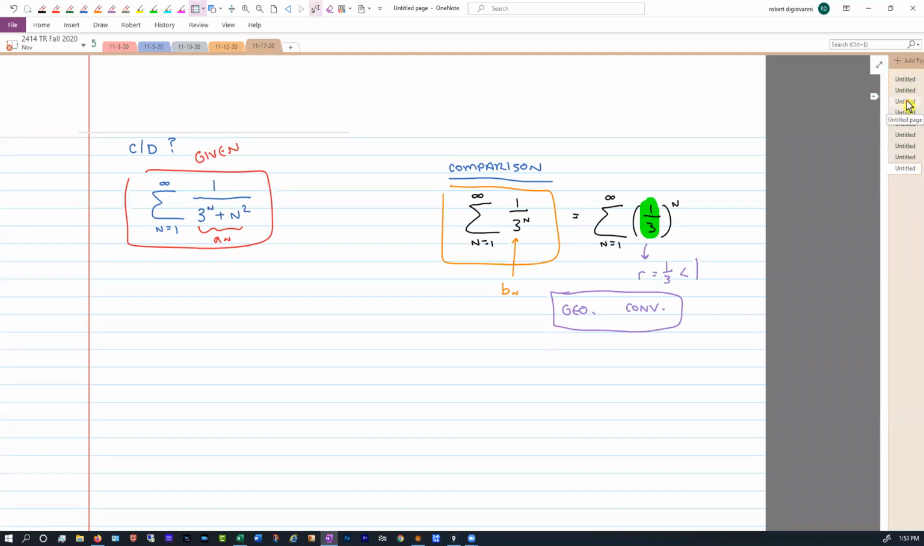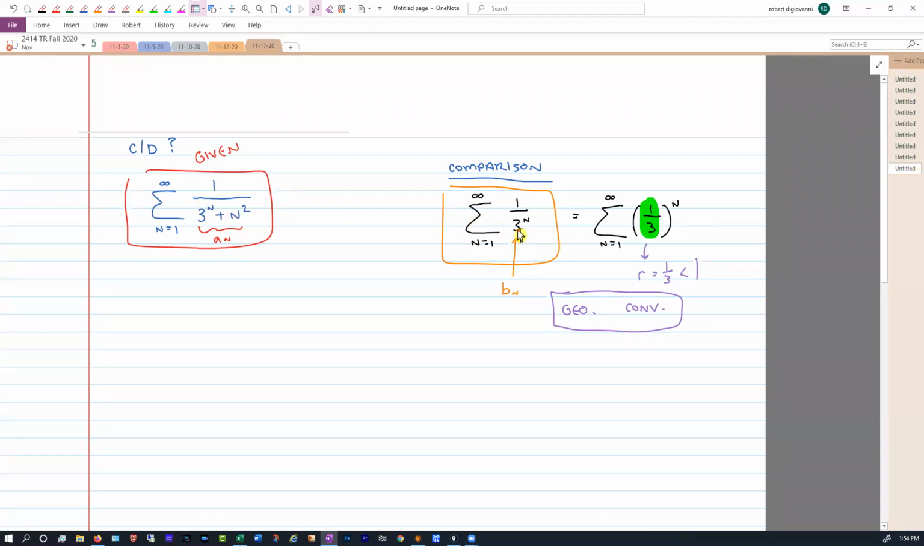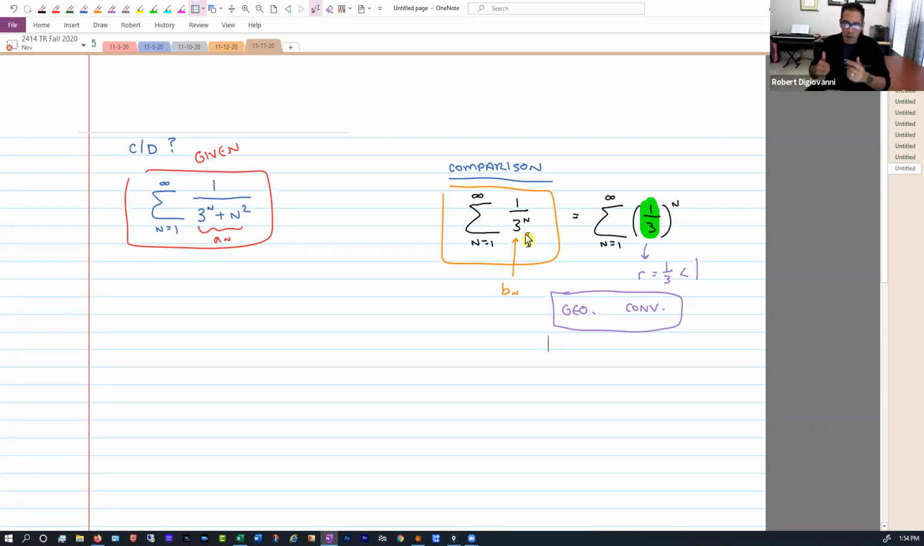Why did you choose 1 over 3 to the n? Because I think that when we look at this, the n squared does not have as much of an impact on this expression as the 3 to the n does. When n is really big, this n squared really doesn't matter. So I'm guessing, maybe I can just compare this series to this one. So we find out which one has the most impact on the series. Yeah, that's a good rule of thumb. It's not always going to work, but it's going to work most of the time.